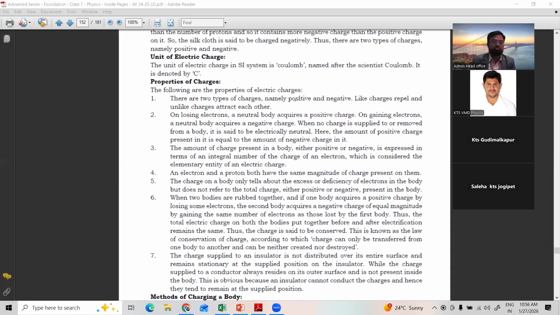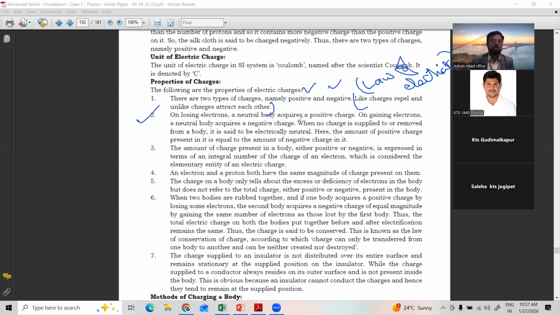There are two types of charges, namely positive and negative. Very important: like charges repel and unlike charges attract each other. This is called the law of electrification, or electricity. Just like in magnetism, like poles repel, north repels north, south repels south, but north and south attract. It is a universal truth, right? That is the first property: like charges repel and unlike charges attract each other.